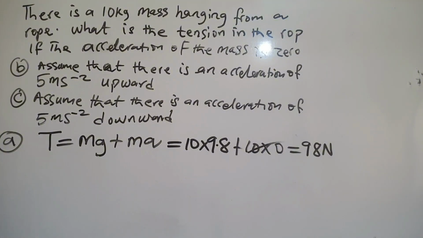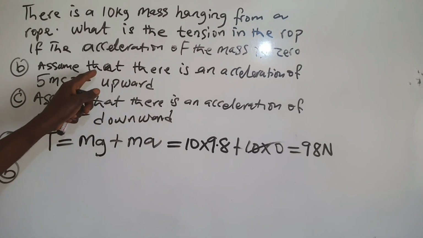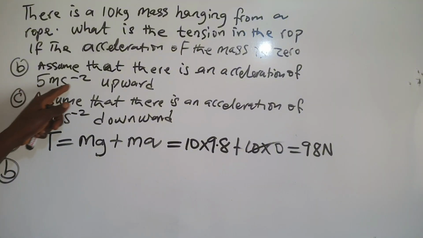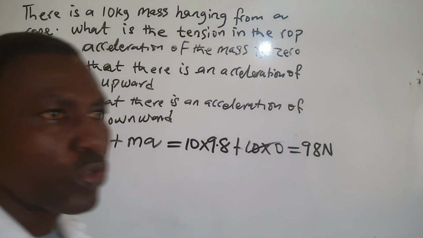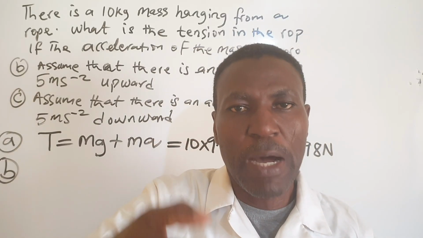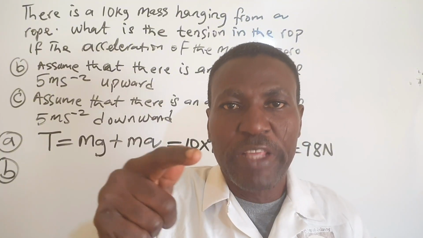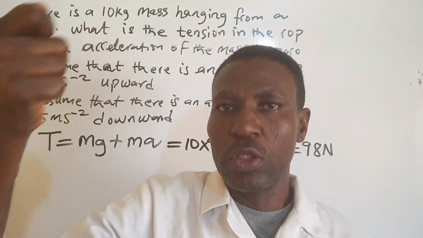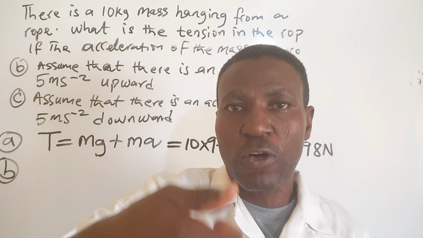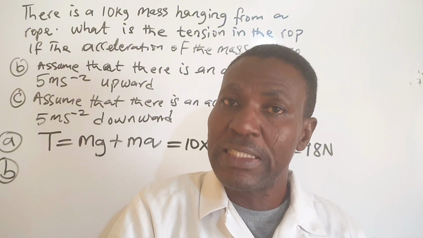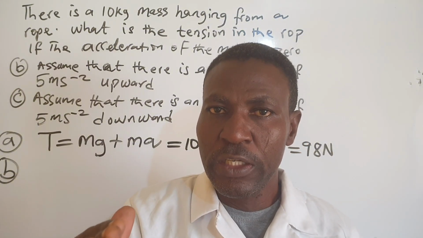Then for B, they say assume that there is an acceleration of 5 meters per second square upward. I want you to understand this question B, okay? If you tie a mass on a rope, then the weight of the mass will be acting downward while the force of the tension will be acting upward. So can you see that the force of tension is acting upward while the weight of the mass is acting downward? They are opposite, okay?